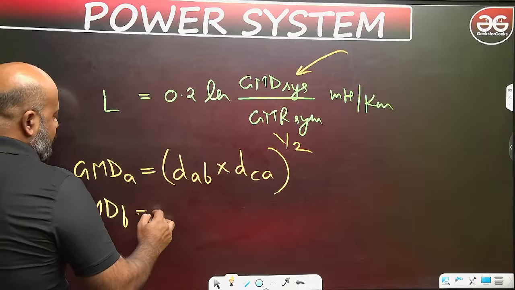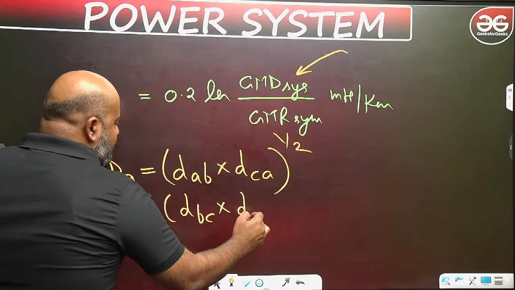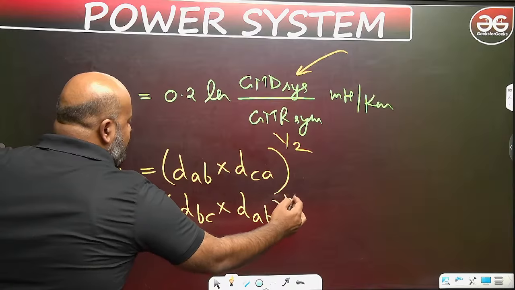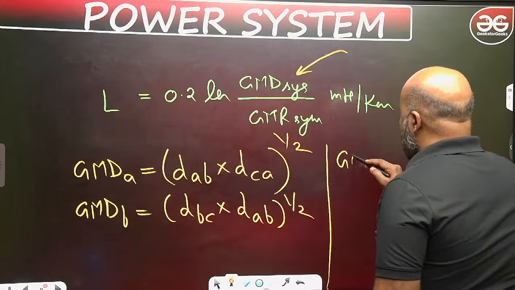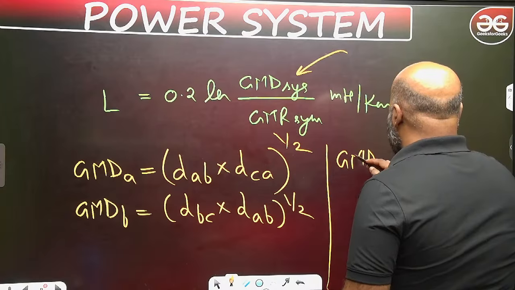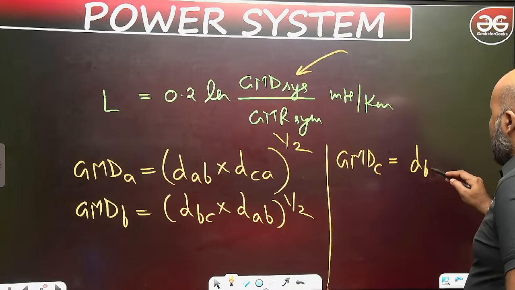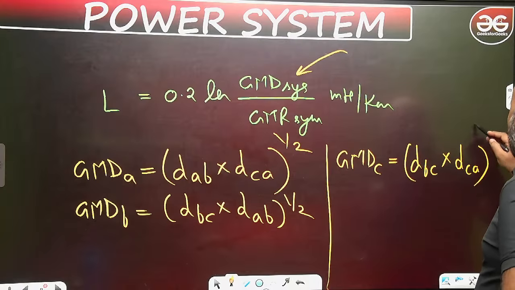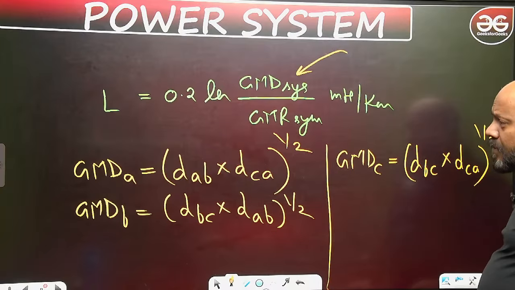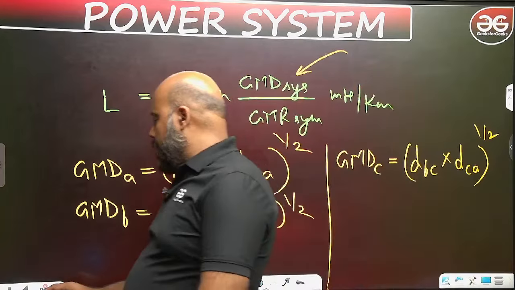GMD for B conductor is going to be the distance between B and C and the distance between A and B, power 1 by 2. Similarly, you can find the GMD for C conductor, which is going to be the distance between B and C and the distance between C and A, and power is 1 by 2. Now, keeping these values, you can find the GMD system.